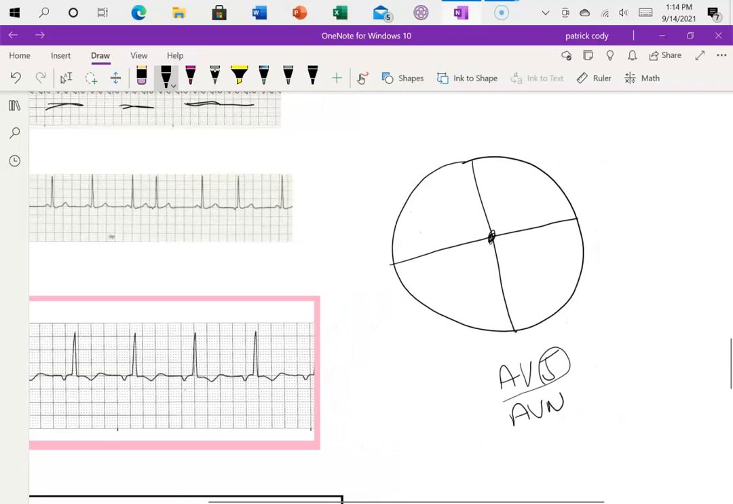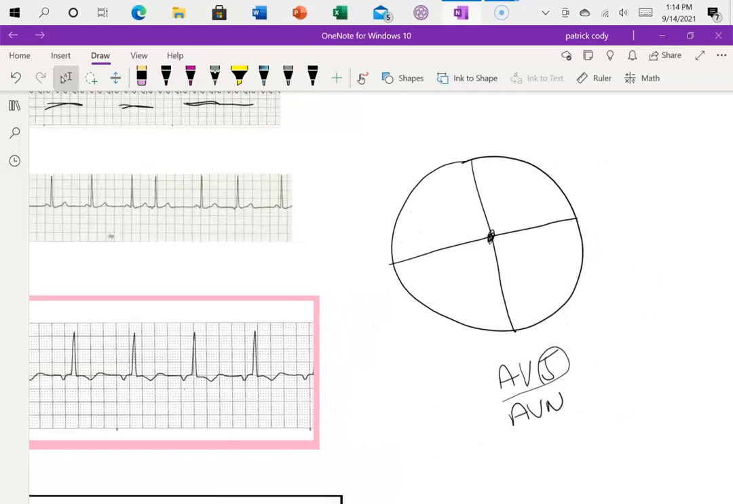So one of the things that's unique about junctional rhythms is that they kind of have some characteristics of the atrial rhythms, but they also kind of have some characteristics of the ventricular rhythms. And so they're kind of stuck somewhere in the middle, which makes sense since they're called junctional, right? So in this case, here's what I want you to think about.